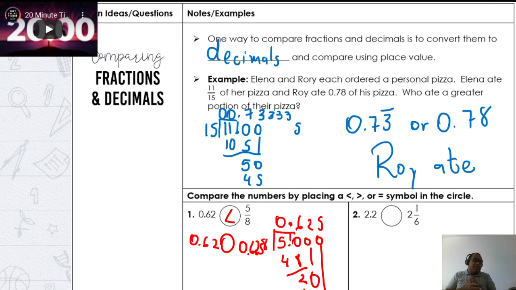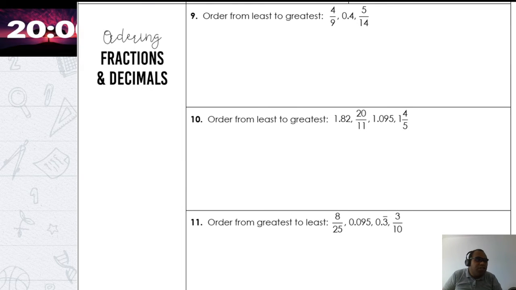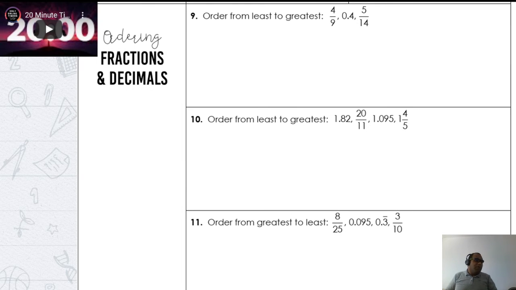Nice. That's it, guys. To compare like that, remember to solve the problems over here, and ordering is the same thing. Remember, guys, what you have to do to order numbers. I will solve number 11 over here. First, order from greatest to least. Pay attention, read it, and understand. Least to greatest is different than greatest to least. Remember here.